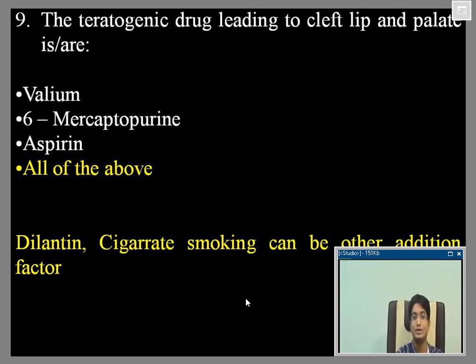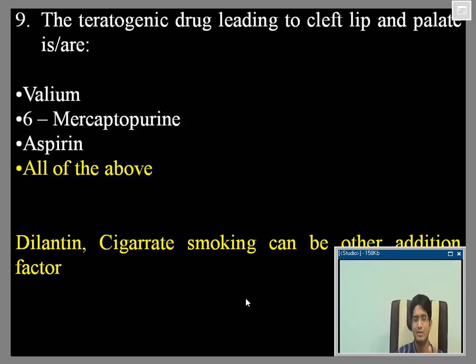What are the drugs used in cleft lip and cleft palate? The answer is all of the above: Valium, methotrexate, and aspirin. I've added some more drugs: phenytoin and cigarette smoking. So five drugs have to be identified: Valium, methotrexate, aspirin, phenytoin, and cigarette smoking, which can also lead to cleft lip and cleft palate.